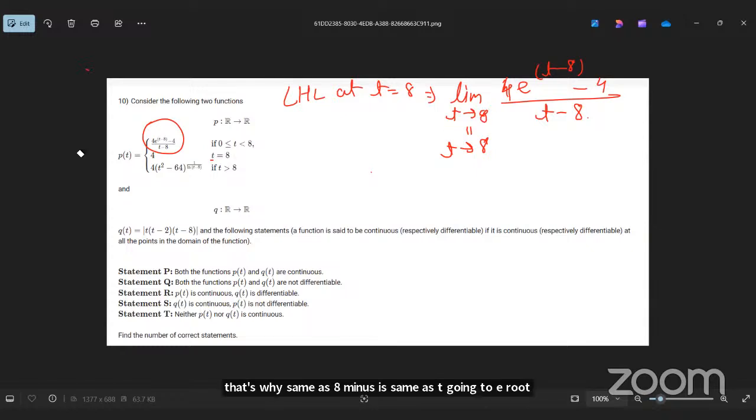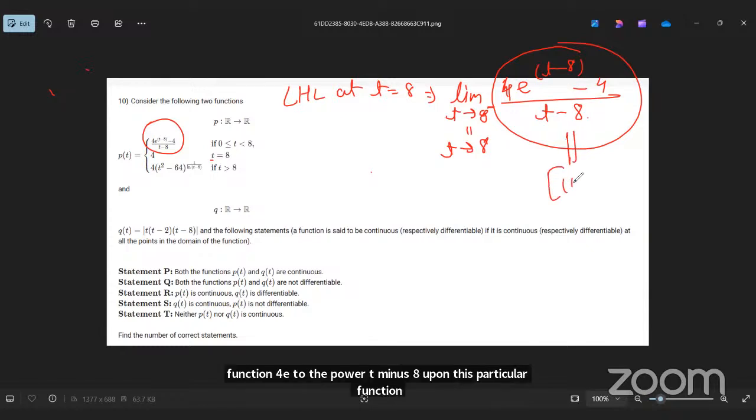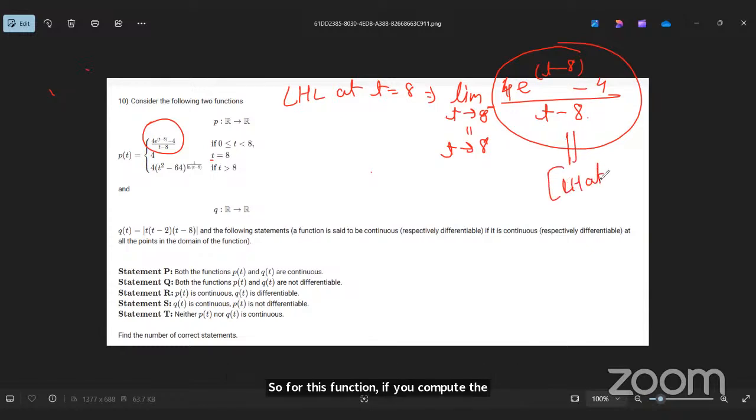Why? Okay, so see why we can say this, that instead of t going to 8 minus, I can replace it with t going to 8. Because if you consider the function 4e^(t-8) upon this particular function, and compute the left hand limit at t equals 8, this is the same as the right hand limit at t equals 8.